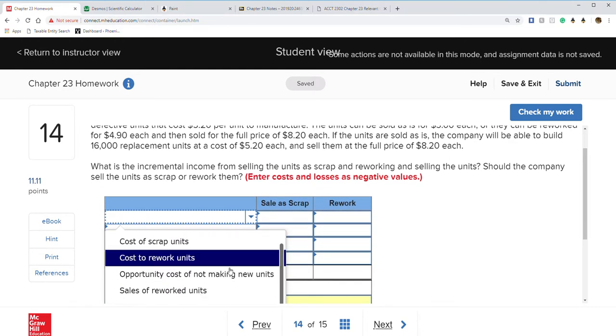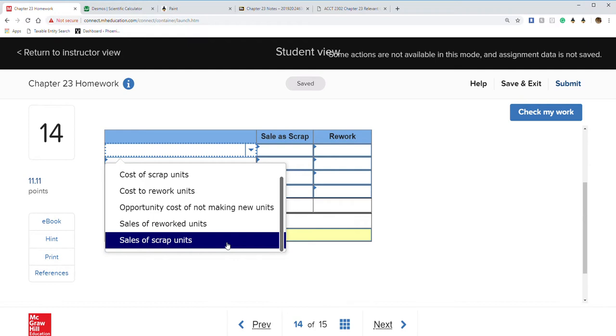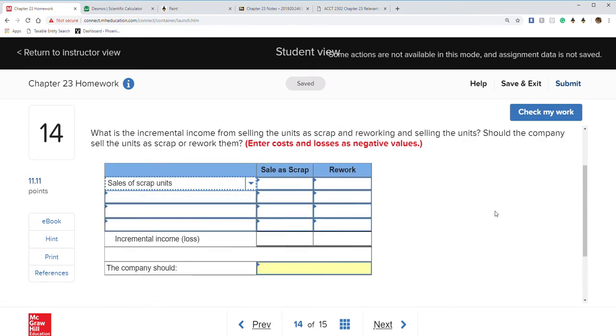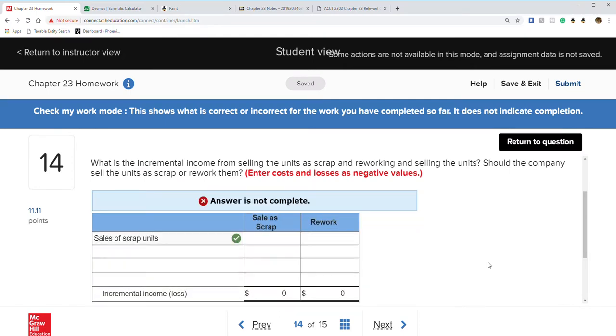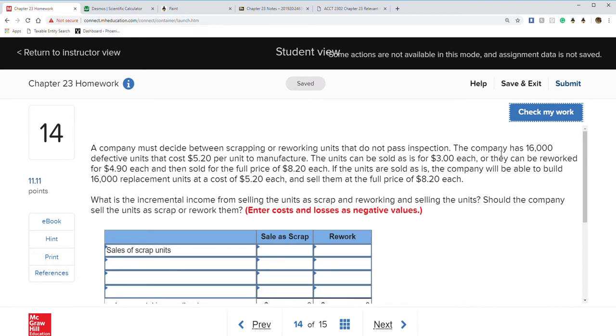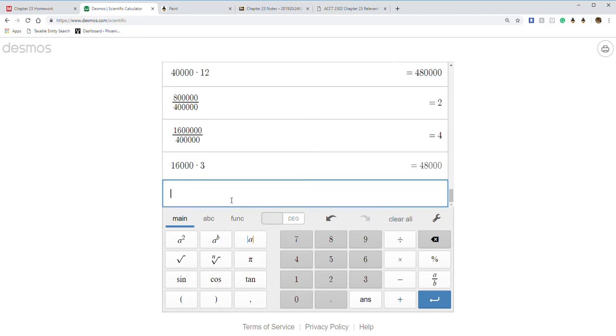so this is interesting how it has sales of scrap unit and sales of rework unit. Let's see what they want. Sell of scrap. Check my work. They do want that. Sell of scrap is basically, let's see, sold as is for $3 each. So 16,000 times $3 is 48,000.